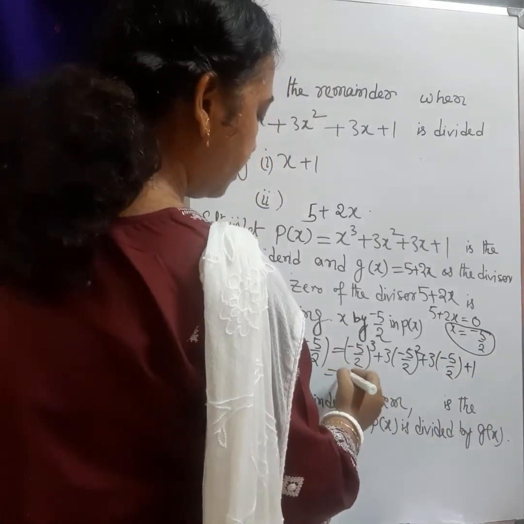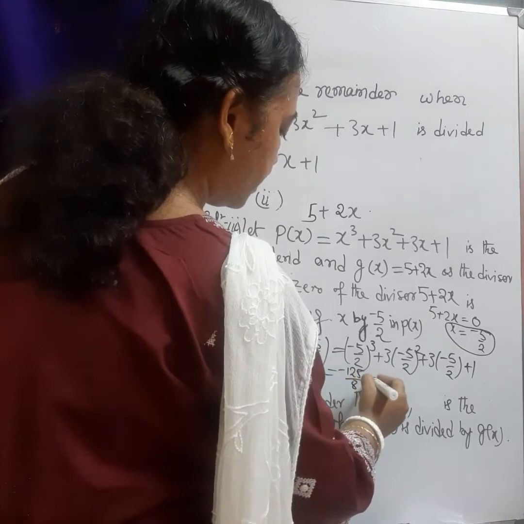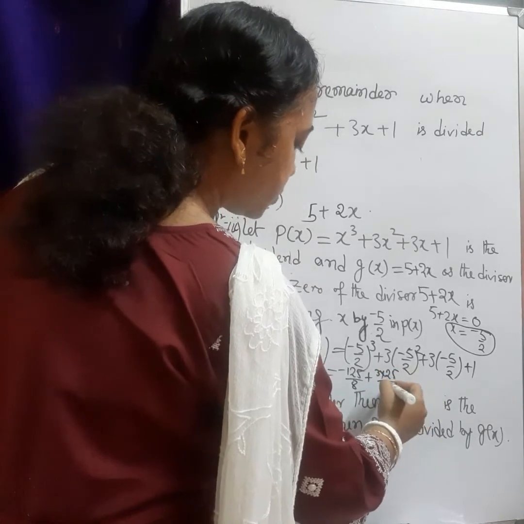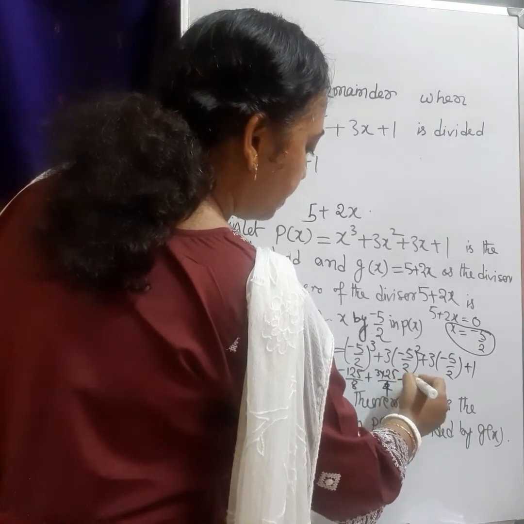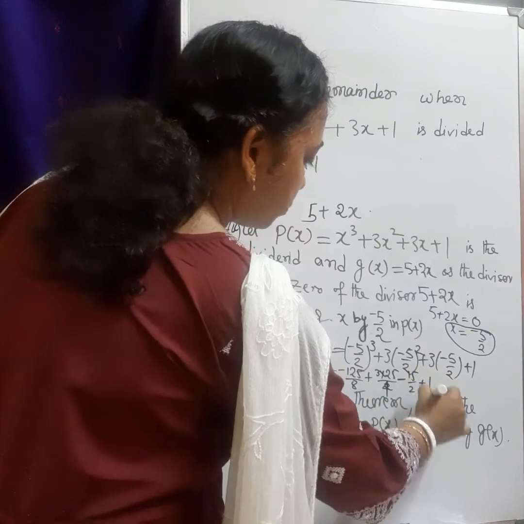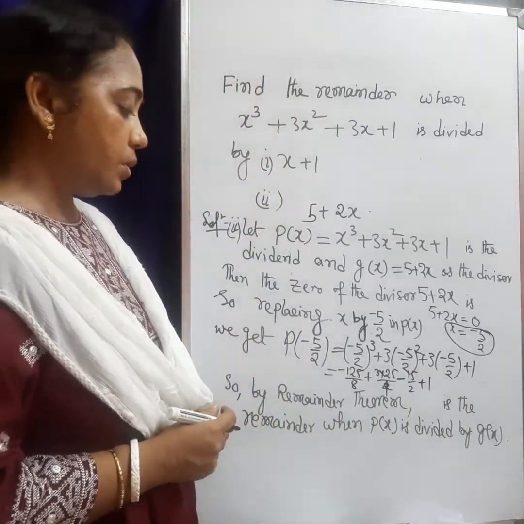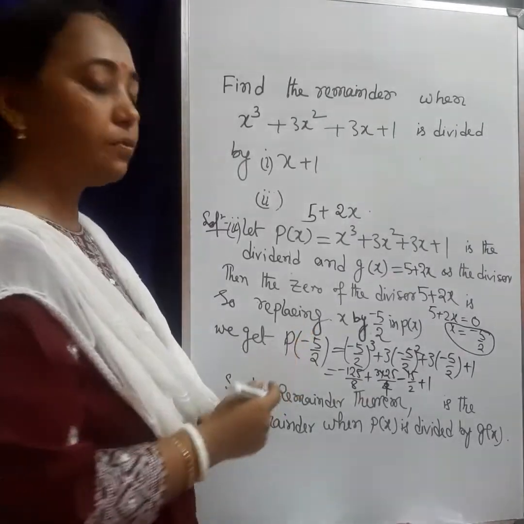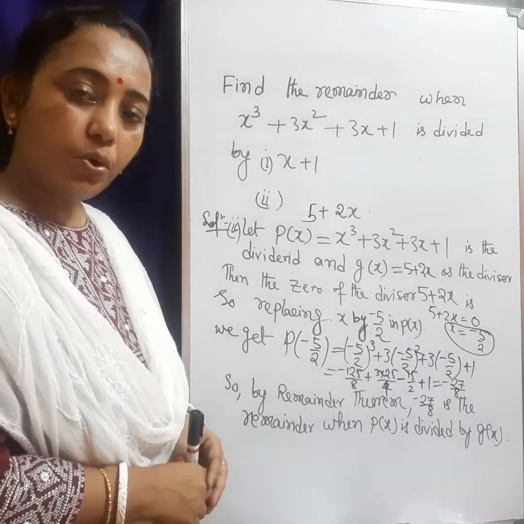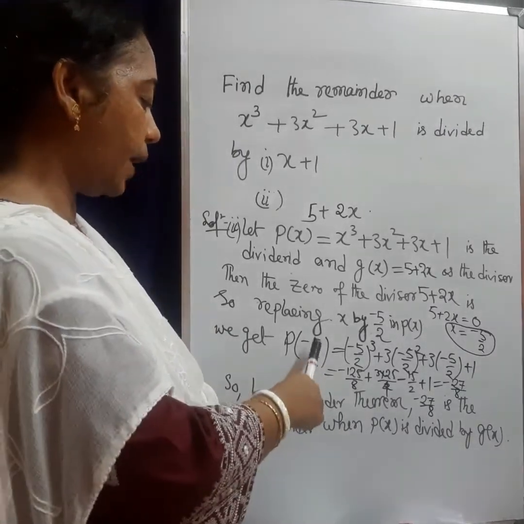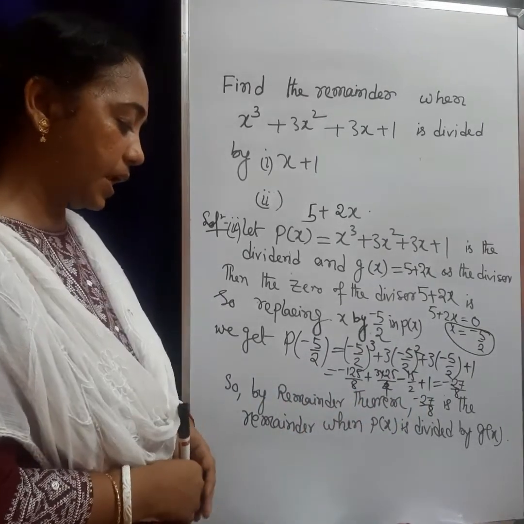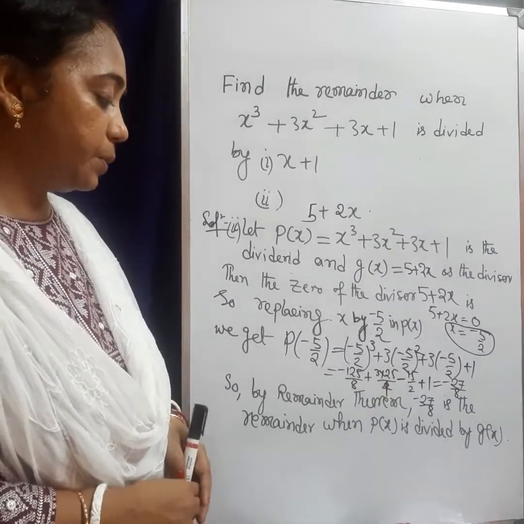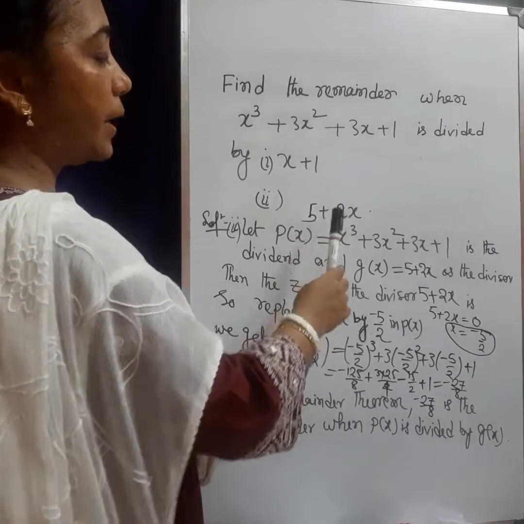So here we get minus 125 by 8 plus 3 into 25 by 4, plus minus 15 by 2 plus 1. After doing the calculations, we get the required remainder, which is p(minus 5 by 2). We get p(minus 5 by 2) is equal to minus 27 by 8. So by the remainder theorem, minus 27 by 8 is the remainder when the polynomial p(x) is divided by the linear polynomial 5 plus 2x.